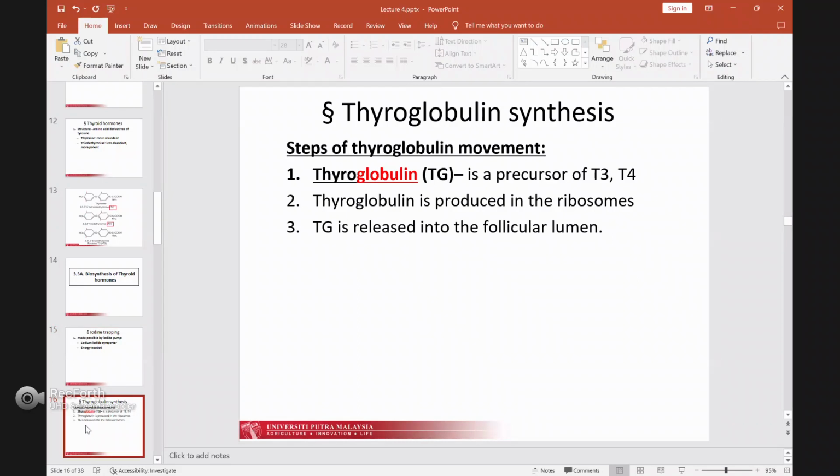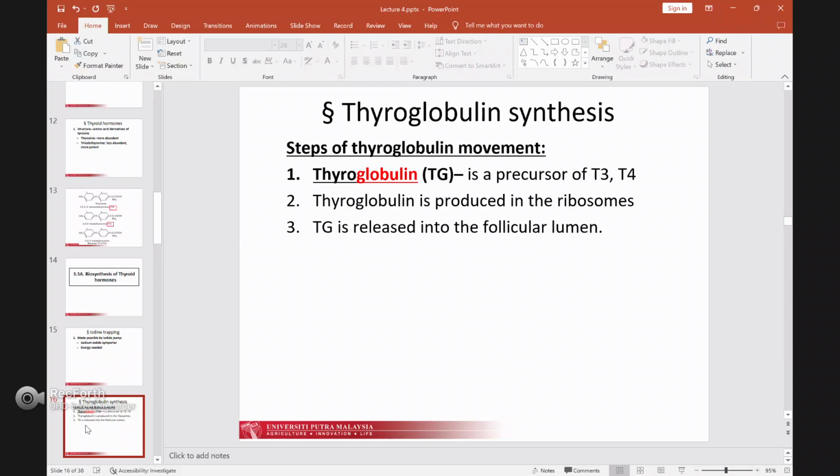Then the second part, in order to make thyroid hormone, is thyroglobulin synthesis. If you imagine back, in the cells of our thyroid gland, at the middle we have a colloid, like a space in the middle of the cells. Inside the colloid, we have thyroglobulin. This thyroglobulin will be used to produce thyroid hormones. Thyroglobulin is a protein that contains a lot of tyrosine, so the source of tyrosine for thyroid hormone production comes from the thyroglobulin.